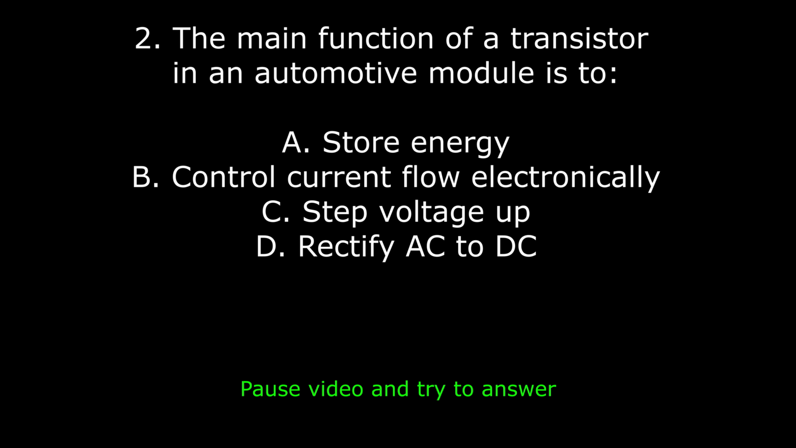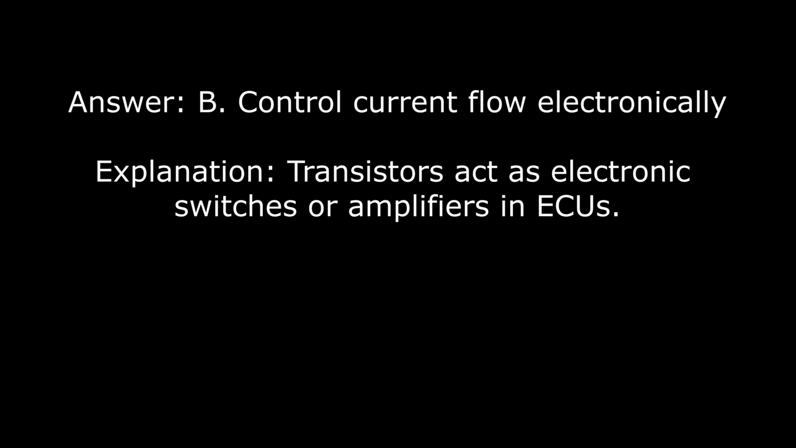2. The main function of a transistor in an automotive module is to A. Store energy. B. Control current flow electronically. C. Step voltage up. D. Rectify AC to DC. The answer is B. Control current flow electronically. Explanation: transistors act as electronic switches or amplifiers in ECUs.